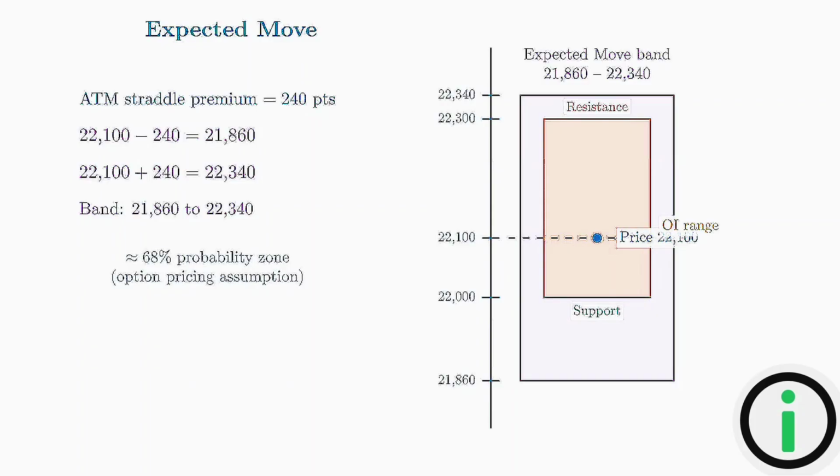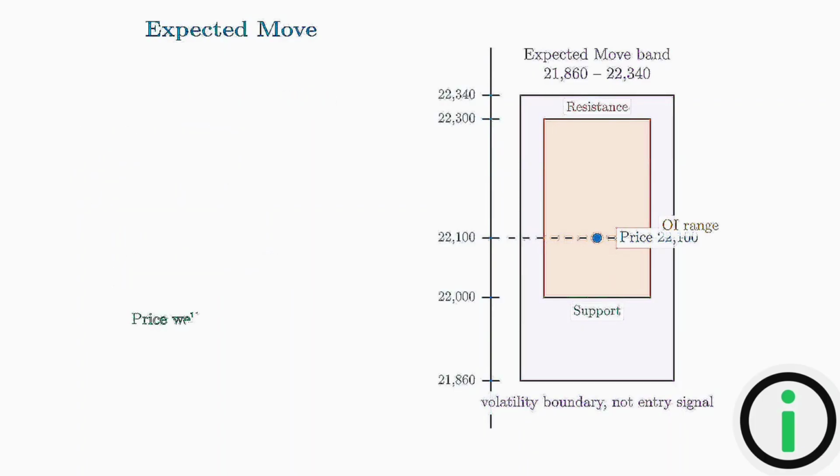It is not a directional signal, and it is not a command to trade when price touches the edge. If price remains well inside the band, volatility is behaving relatively normally, so ordinary stop and target sizing may be appropriate for your method. If price pushes outside the band intraday, the move is larger than options pricing anticipated.